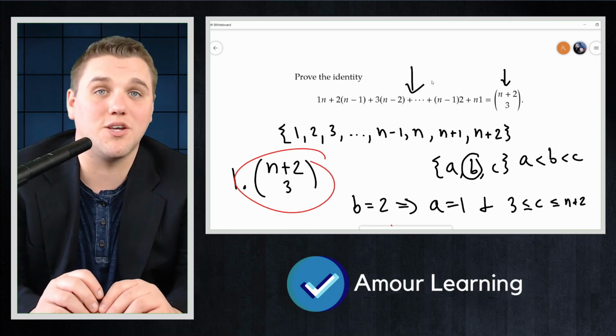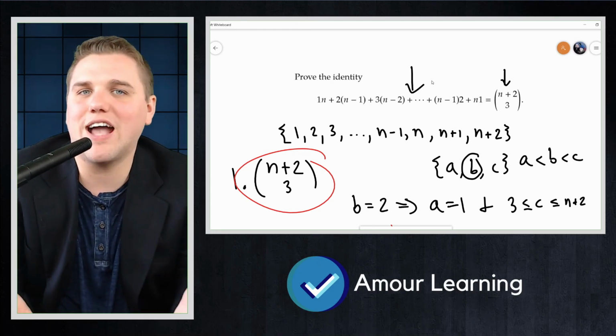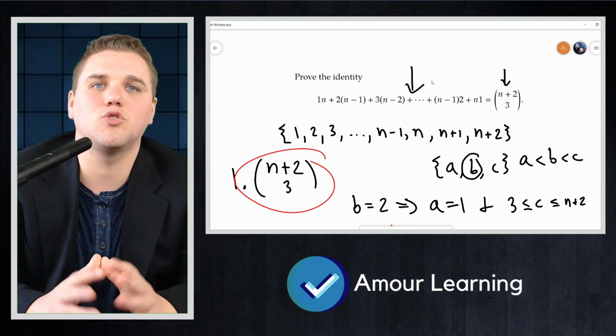You might want to come up with some crazy identities about factorials or so forth, which we'll get into later on in this course.